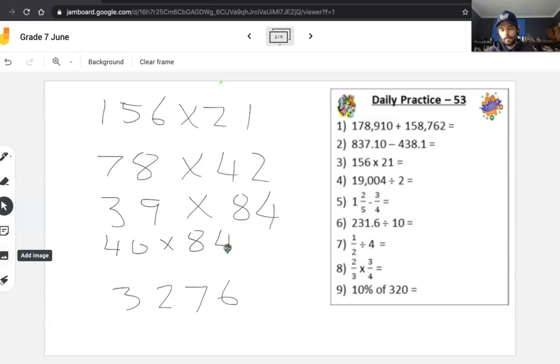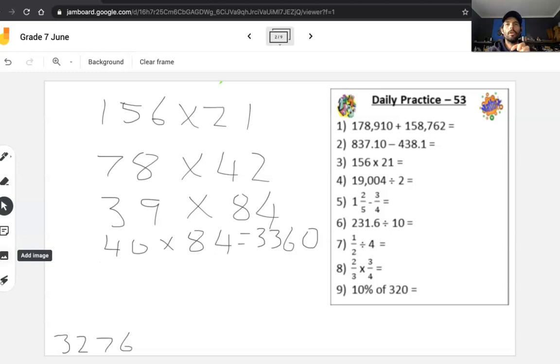Okay, let's create some space. 3276, let's just write that down. Okay, so now I'm going to say 4 times 84. So 80 times 4 is 320. 4 times 4 is 16. Put those together, you're going to get 336, but then I must add that additional 0. Okay, so 3,360. What I now need to do is take off 84.